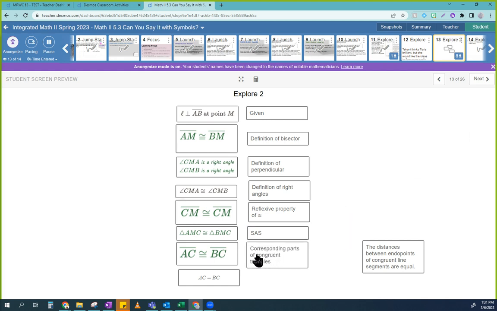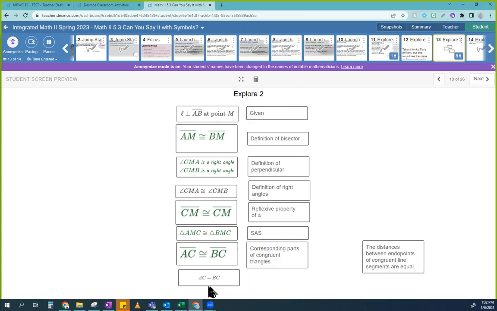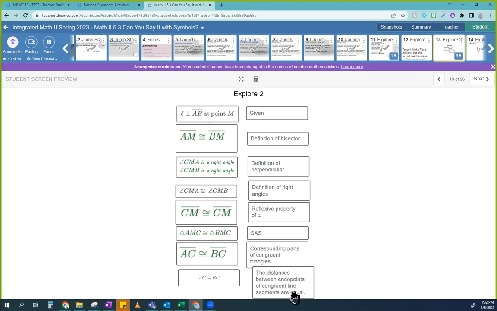For short, some people say CPCTC. Corresponding parts of congruent triangles are congruent, meaning now that I've proved these triangles are congruent, I now can prove angle A is congruent to angle B. Side AC is congruent to CB. And then this one right here goes with this one right here.